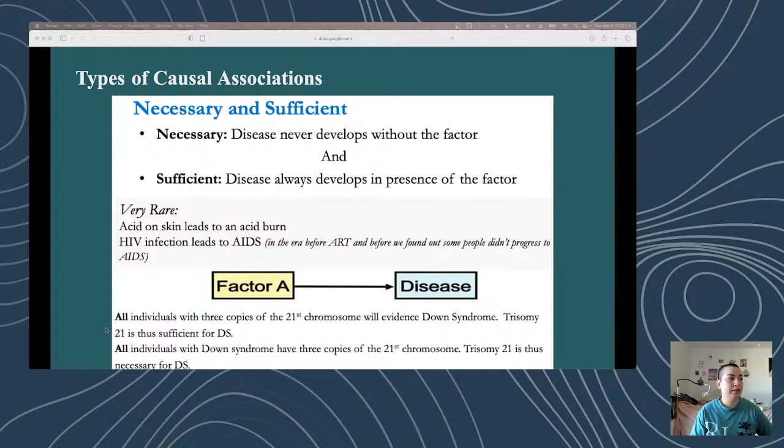Another good example is that all individuals with 3 copies of the 21st chromosome, which is trisomy, we call that 3 copies, will evidence Down syndrome. Trisomy 21 is thus sufficient for Down syndrome, and all individuals with Down syndrome have 3 copies of the 21st chromosome. Trisomy 21 is thus necessary for Down syndrome. That is a necessary and sufficient cause.